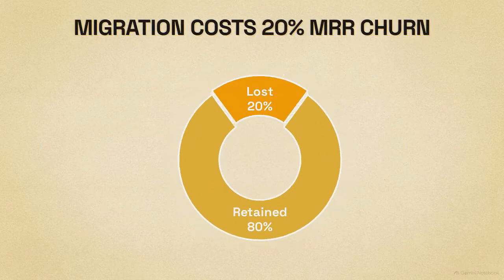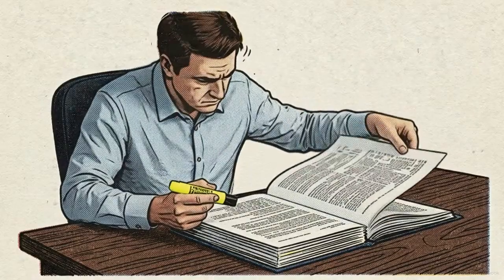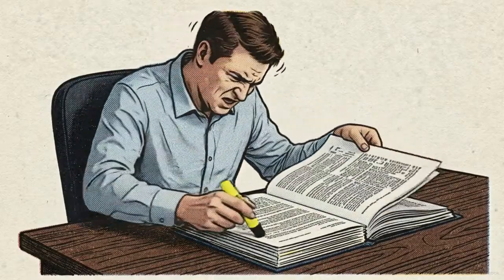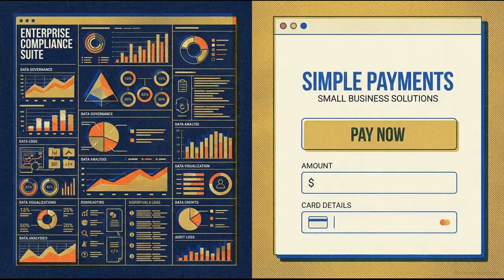Industry averages show that up to 20% of your recurring revenue will not complete this step, causing those subscriptions to cancel. The longer you wait to optimize your payment stack, the more difficult and expensive it becomes to reclaim those margins. Align your payment infrastructure with your actual revenue today.